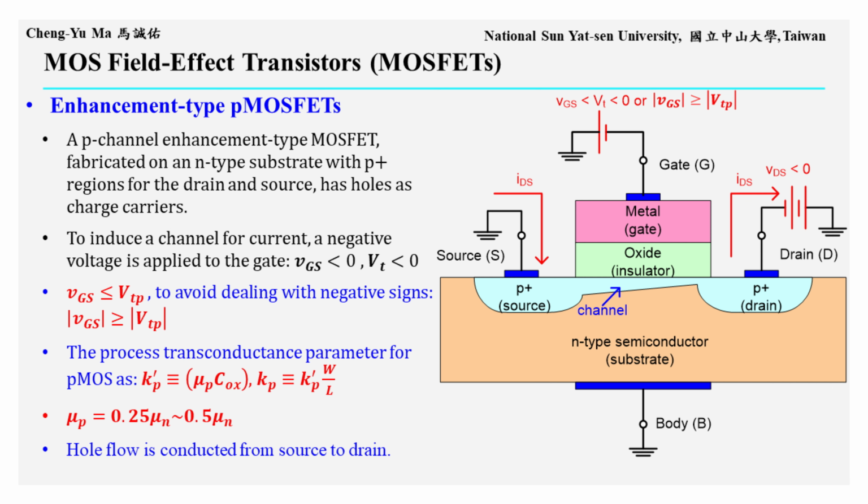The PMOS process parameter is Kp prime equals mu P times C oxide, and Kp equals Kp prime times W over L. The hole mobility mu P is typically about 0.25 to 0.5 times the electron mobility mu N. In a PMOS device, holes move from source to drain, and because holes are positive carriers, the conventional current also flows from source to drain, opposite to the NMOS current direction.